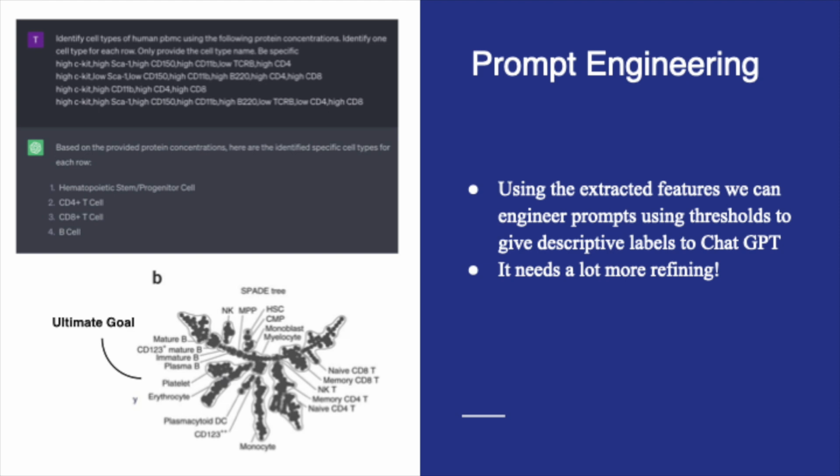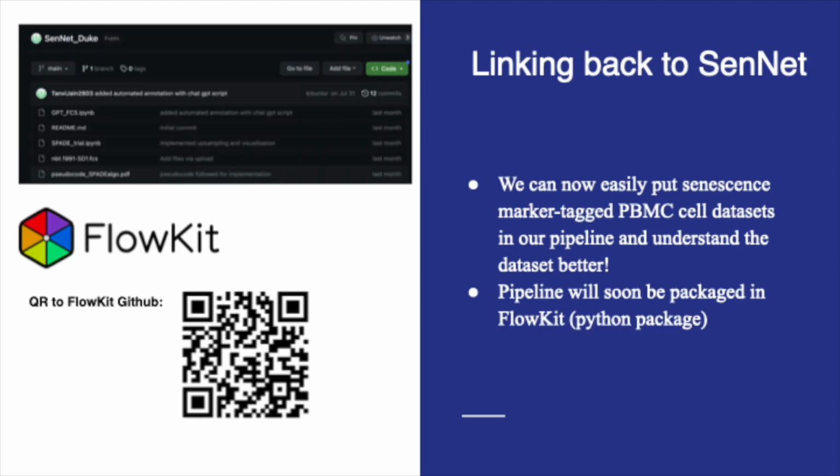Linking all of this back to SenNet, we can easily put these senescent marker tagged PBMC cell data sets into the pipeline, and now people can understand what their data set looks like better. The good news is that my pipeline will soon be packaged into FlowKit, which is Duke's version of analyzing FCS data sets. I've put a QR code to FlowKit as well.